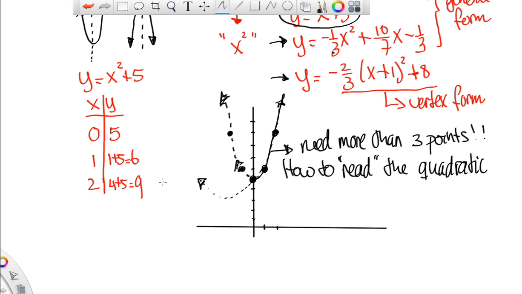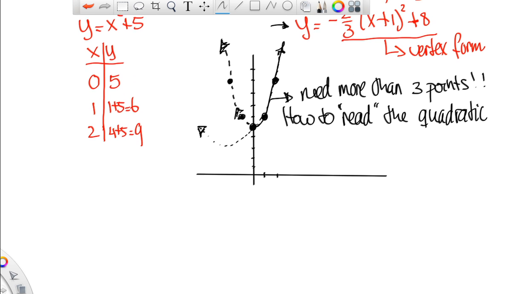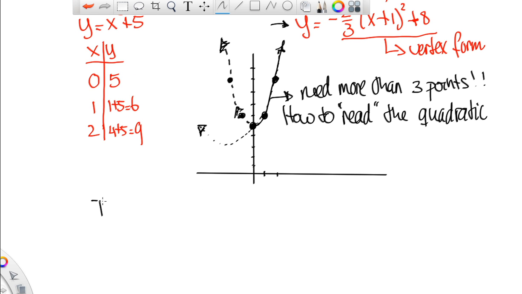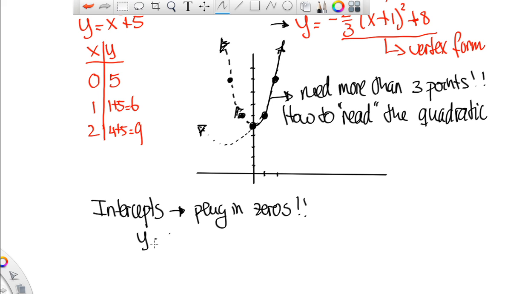So sometimes we do it through a table, and sometimes you can actually do it completely based on the function. The last thing then I want to look at again is intercepts. So when we did straight lines earlier, I said, well, just plug in zeros. That still works. So let's look at this one, x squared plus 5. And we actually have the graph now over here. So this is the appropriate graph.